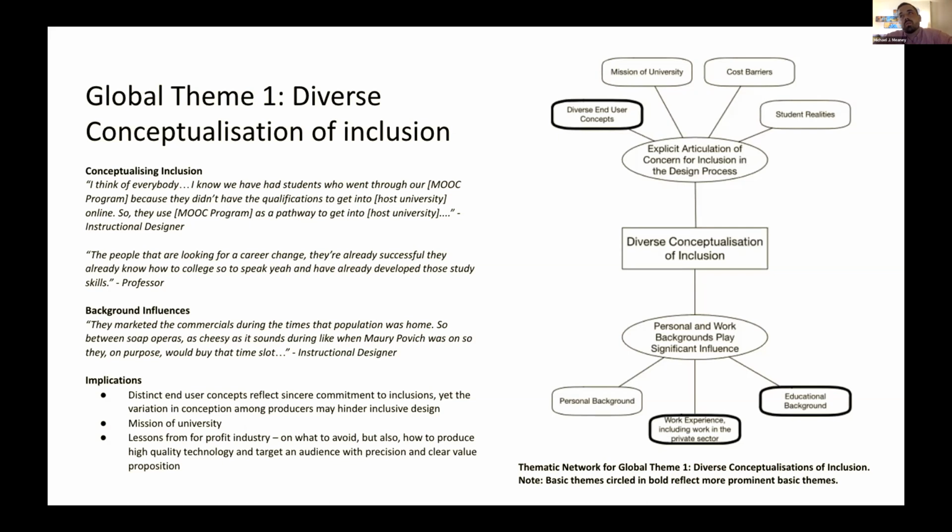And so I just thought that was interesting because it presents an insight that I think is often not apparent in the academic literature, especially around what almost positive things we can learn from for-profit platforms.